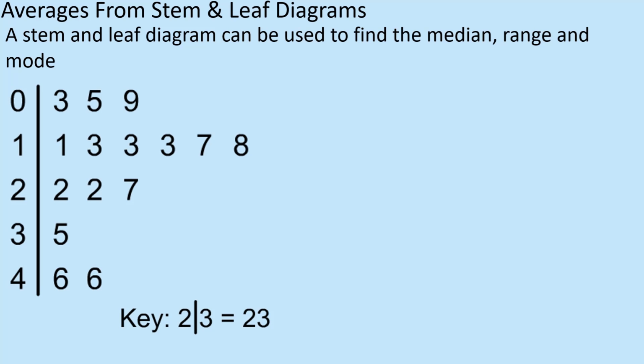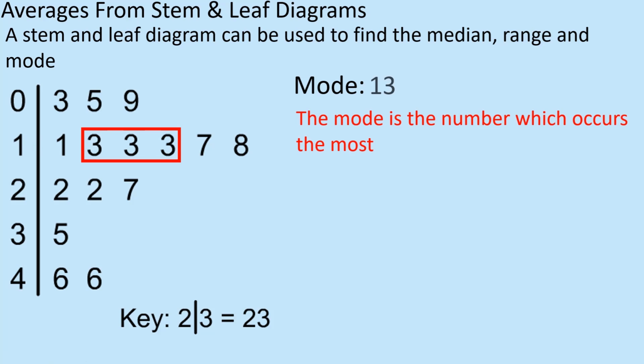Let's go for the mode. The mode is the easiest one, so which appears the most times? Well, I'm looking at all this data here, and I see these threes, and so therefore 13 is the one that appears the most times by the looks of it. All right, there you go, 13.